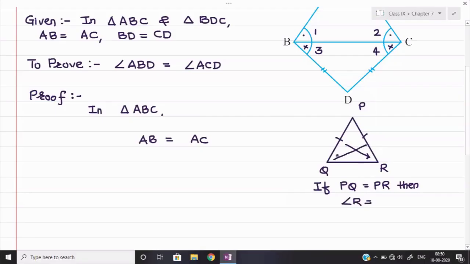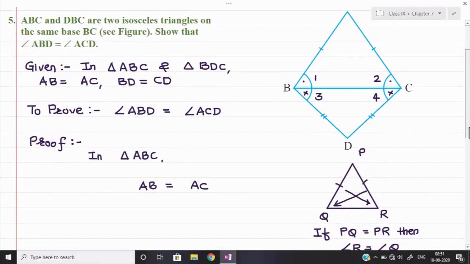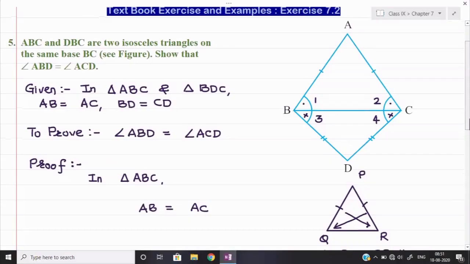It is angle Q. So I can say that angle R will be equal to angle Q. It doesn't matter whether you write angle Q is equal to angle R or angle R is equal to angle Q. Actually both are equal only. Okay. So same way, observe if AB and AC are equal here in the main figure.